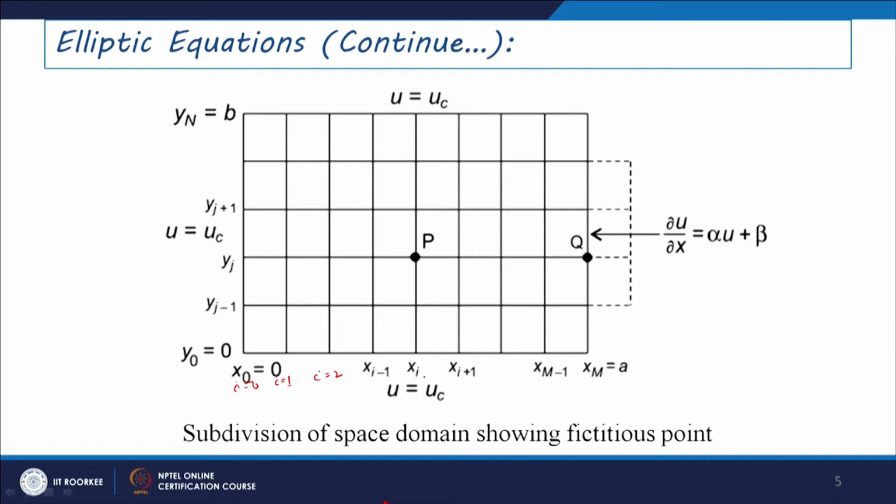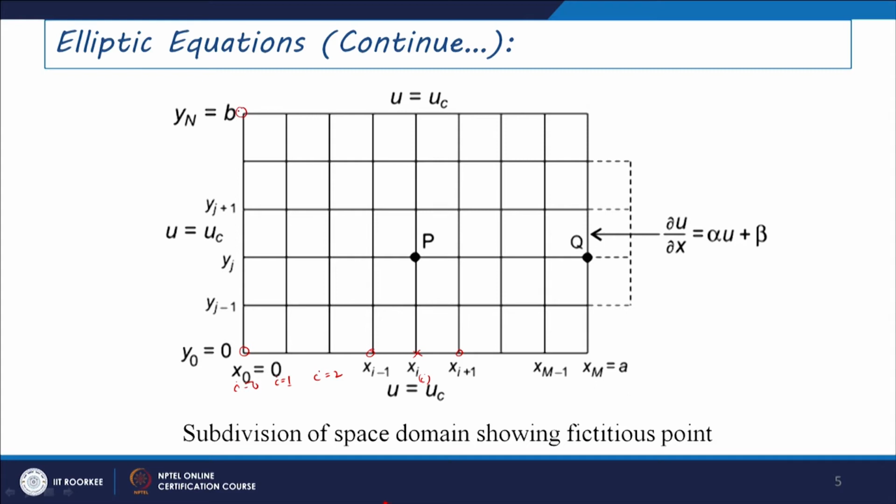So, likewise if we consider the ith cell here, this node will be denoted as xi, its previous node will be xi minus 1, and the foremost node will be xi plus 1. Similarly, if you go in the y direction, y0 equals 0. This is the first boundary, and at the end we can consider yn equals b.